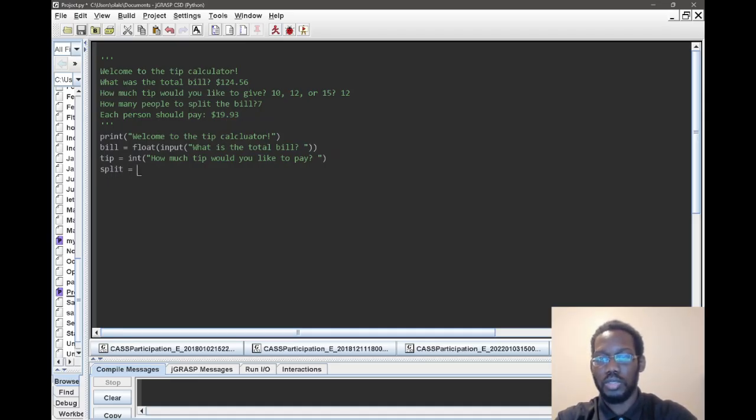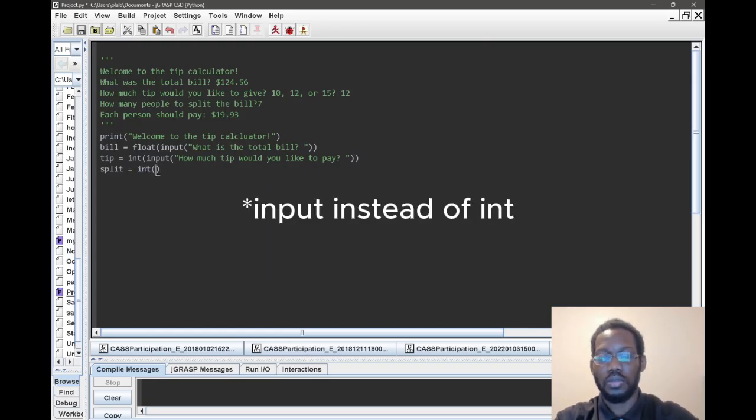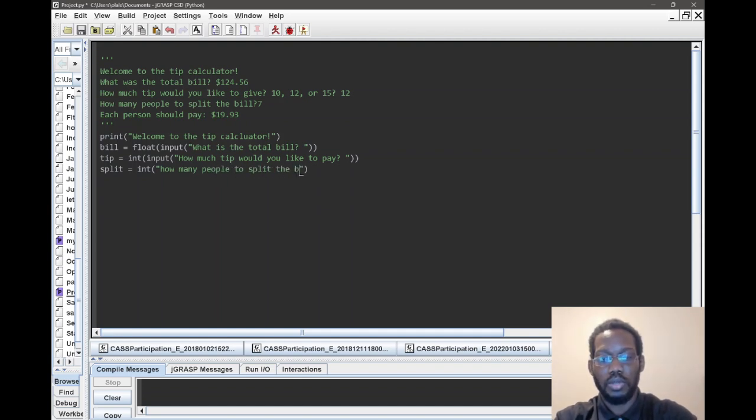Oh, this is wrong actually, you don't do that. It's an input function enclosed within an integer. So whatever data type is inserted into this question, it would convert it to an integer. "How many people to split the bill?" That is also an integer.